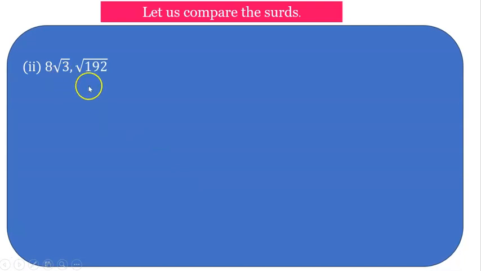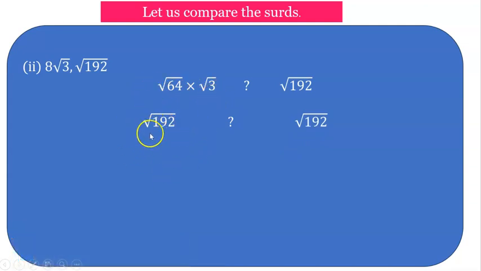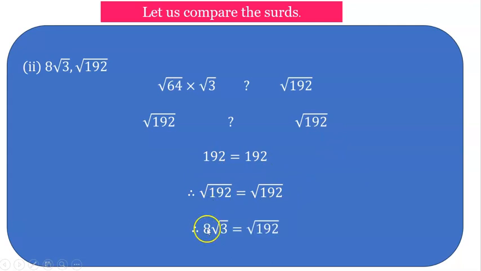Now next, 8 root 3 and root of 192. Here 8 can be written as root of 64 into root 3, and root of 192 as it is. Root of 64 into root 3 means root of 64 into 3, then you will get root of 192 and root of 192. Now the radicands are the same and the order is also the same. 192 is equal to 192, and hence 8 root 3 is equal to root of 192. These two surds are equal.